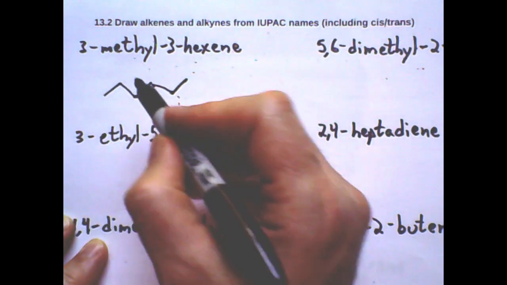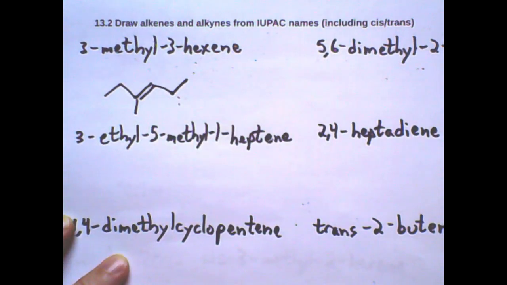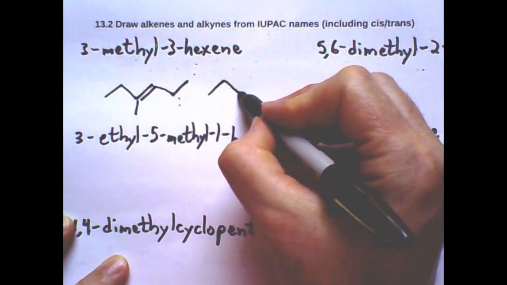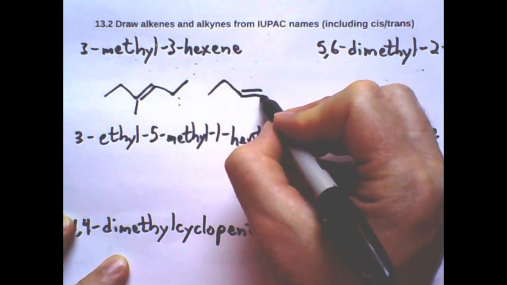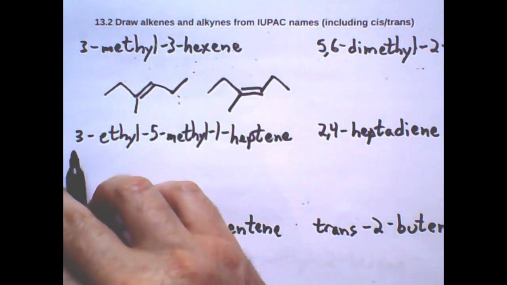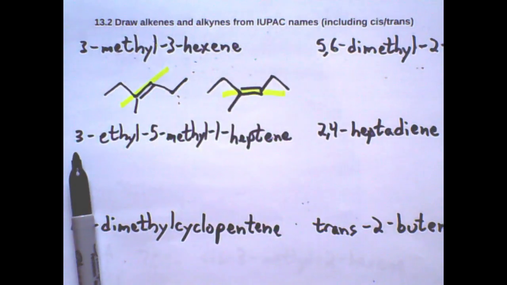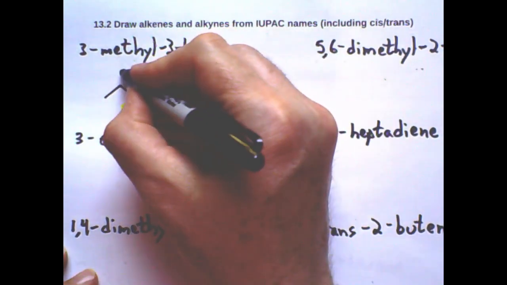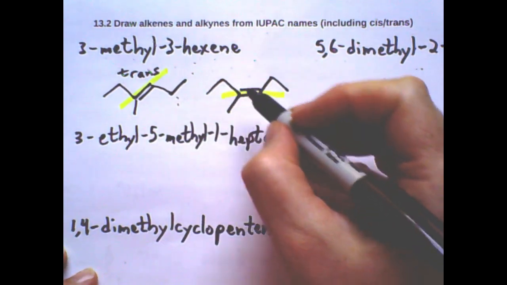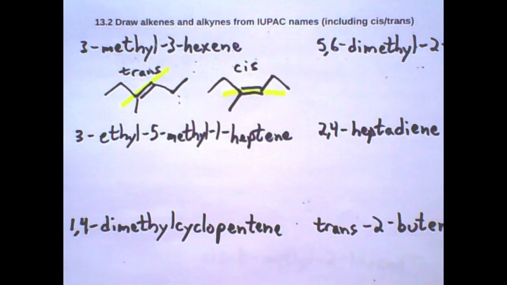We've got a methyl group at 3. 1, 2, 3. Add the methyl group. Now this could be one of 2 isomers. If I'd done something like this instead, then we would have the big groups opposite each other here, trans, from there to there, and the big groups on the same side here, or cis.